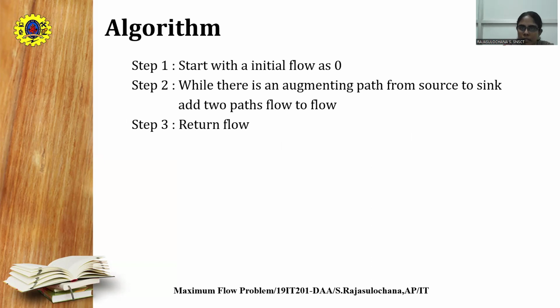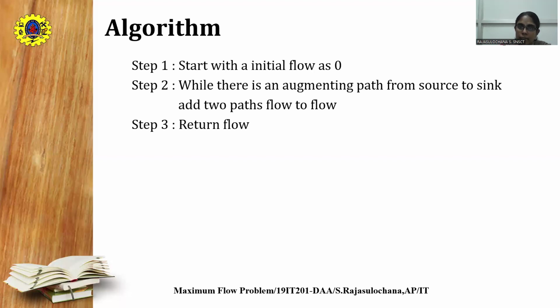So we will start with initial flow as 0. Initially, when there is no flow, the initial flow of all the edges will be 0. And next you have to find the augmenting path from the source to the sink. This augmenting path need not be the same every time. There will be multiple augmenting paths, so you can choose any augmenting path.